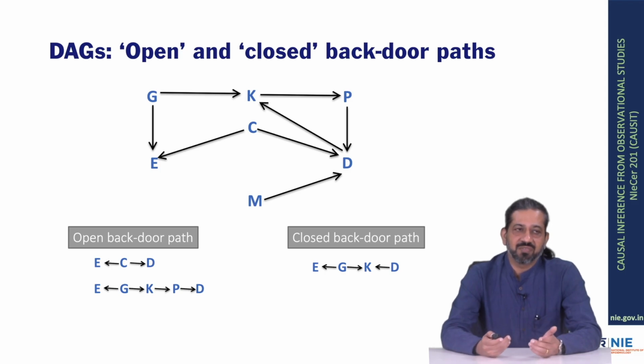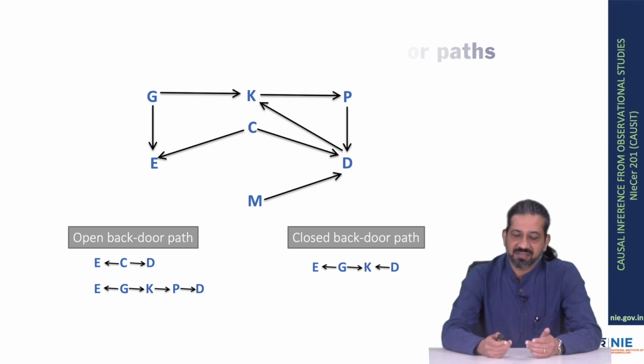If you remember, we said that any path which has a collider on it would be a closed path. Otherwise, it would be an open path. Hence, we can now consider ECD as an open backdoor path because there's no collider on this path. Also, EGKD now would be a closed backdoor path because we have K as a collider here. However, the third path, EGKPD, would be an open backdoor path because here K does not act as a collider.